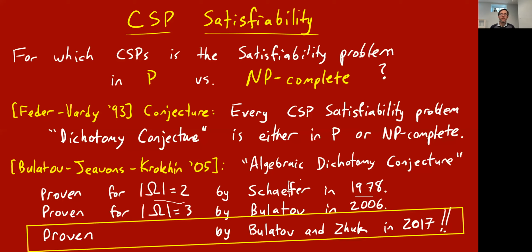Interestingly enough, the meta problem, given a predicate set psi, does it satisfy this algebraic condition that makes you in P or not, that meta problem is NP hard, I believe. But anyway. Good, so that's all I want to say about CSP satisfiability, but it's an extremely interesting area.